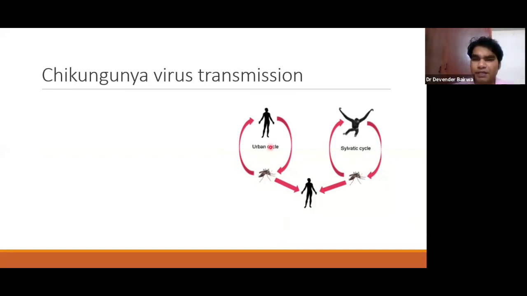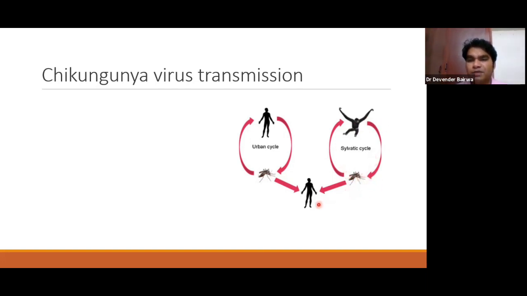One is the urban cycle, one is the sylvatic cycle. Generally, this virus is present in forest areas, where apes, langurs, and other primates are present. The virus is transmitted via mosquito to these animals, and then again a mosquito can bite and get that virus. This is known as the sylvatic cycle.